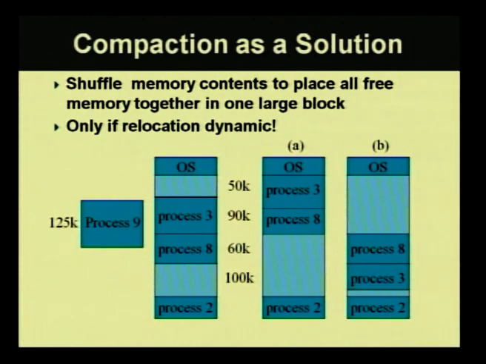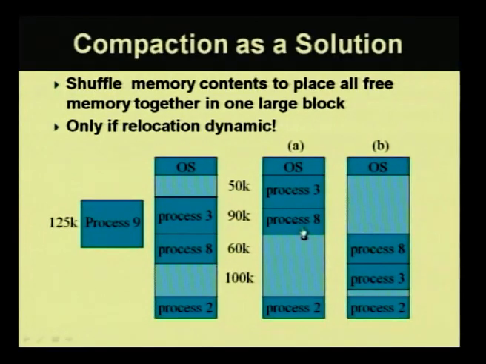Compaction can be recommended as a solution only if relocation can happen as a dynamic kind of relocation. If process 3 and process 8 cooperate with the dynamic relocation policy only, you can do such compaction at the time of execution. Otherwise, this will not be recommended as a solution for external fragmentation.